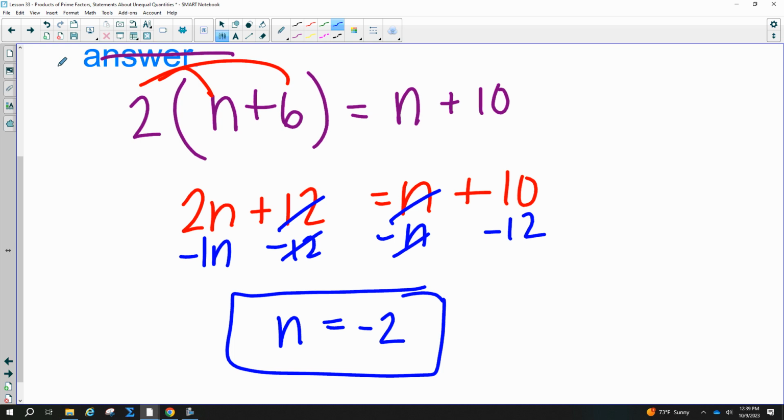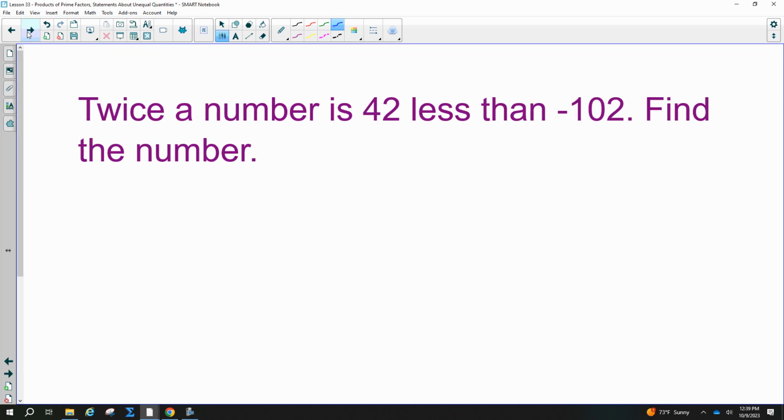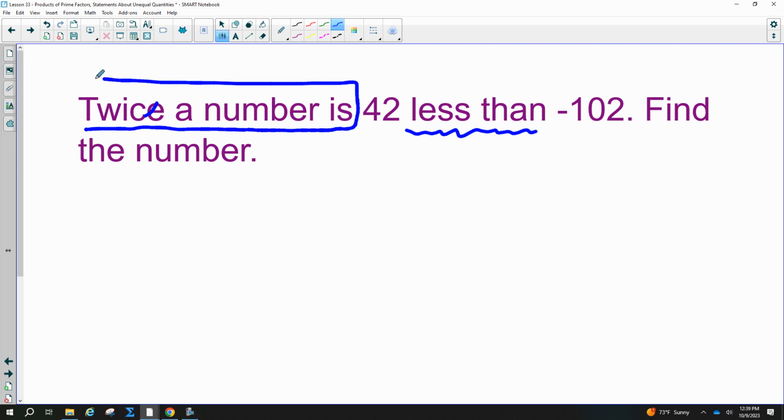All right, twice a number is 42 less than negative 102. By the way, this less than stuff will be on the test, so make sure you know how to write it correctly, because this is where people usually mess up. All right, twice a number is. So first of all, what should we write down for twice a number is? Good job. 2n equals.